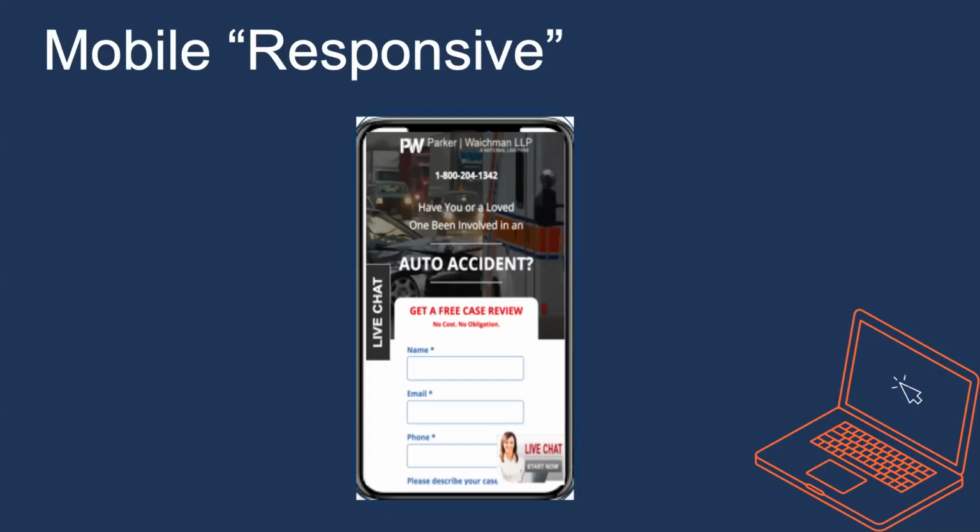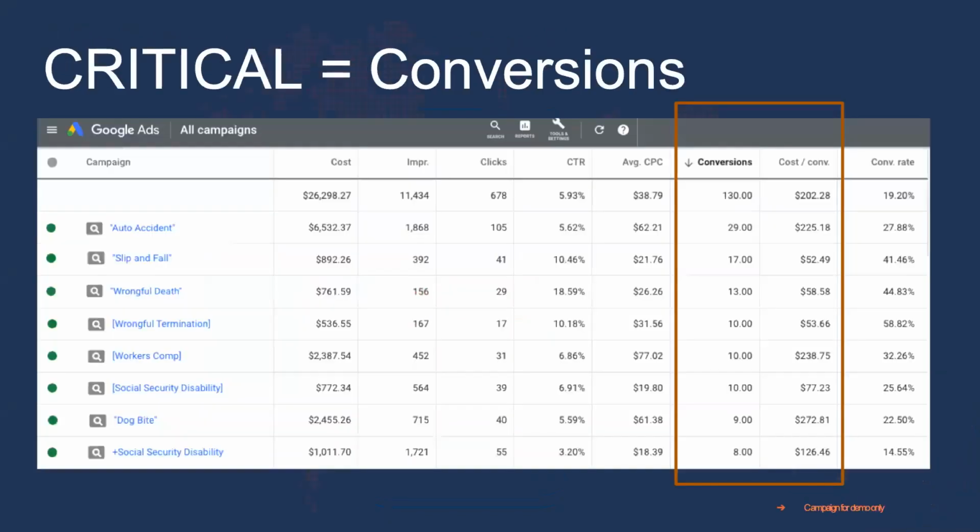You also want to have all of your campaigns set up mobile responsive, so they look great on a cell phone. And then, as I talked about, if you have a digital agency or an in-house marketing manager, the main conversation you should be having is how many conversions did we get? So in this campaign, we spent $26,000. We got 130 conversions. Our cost per conversion was $200. So that's the most important thing.